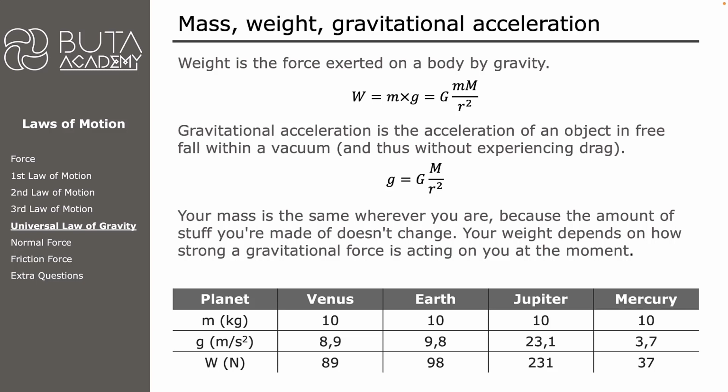On Venus, the weight of an object is slightly smaller than the one on Earth, 89 newtons, as the gravitational acceleration on it is 8.9 meters per second square. The object will be heaviest on Jupiter, as the gravitational acceleration on it is 23.1 meters per second square, and the weight is 231 newtons.